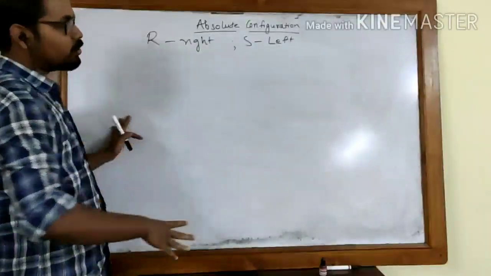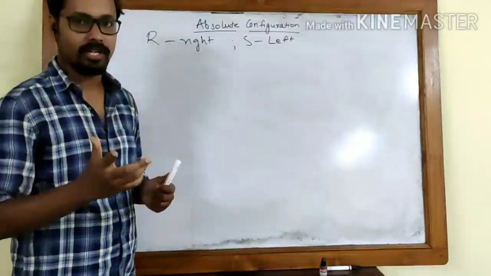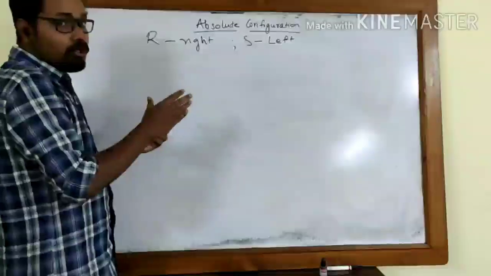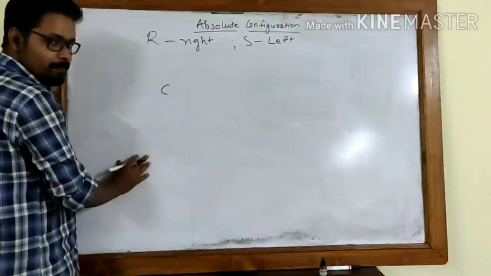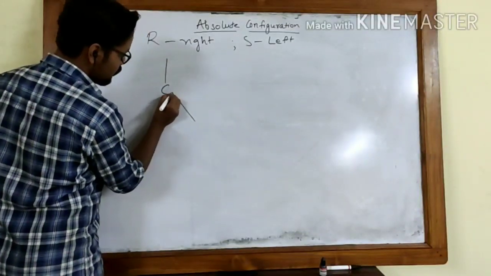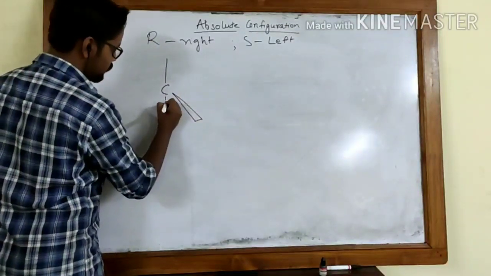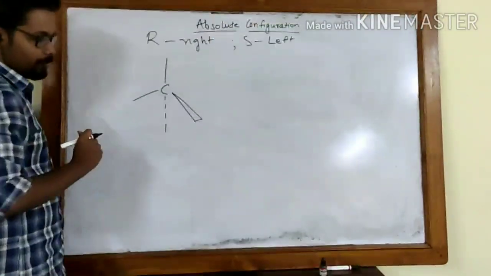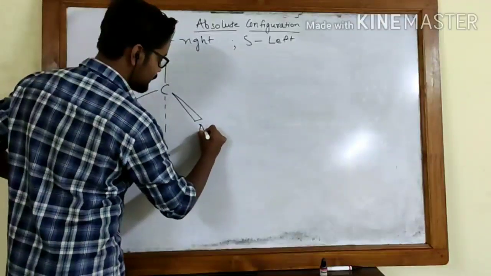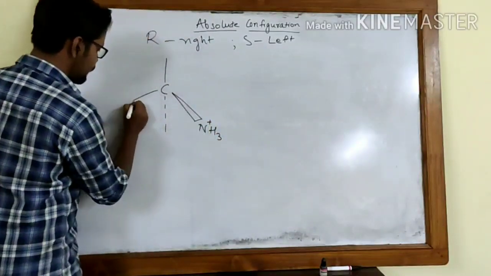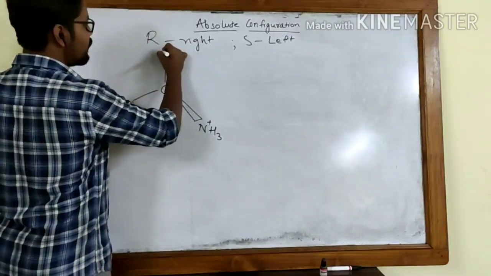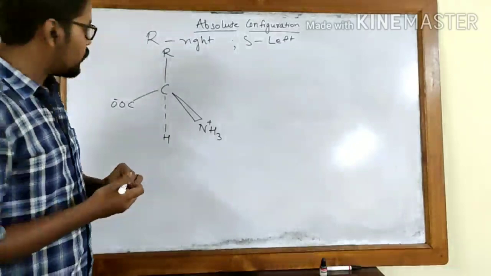For this, we can't draw the Fischer projection. Fischer's projection won't work here. What we are trying to draw here is a 3D conformation. So let's see how to draw that. We'll take the chiral carbon atom here. We have 1, 2, 3 and 4, four atoms to be bonded. So we have here the NH3, the COO minus, the hydrogen, and our R group.